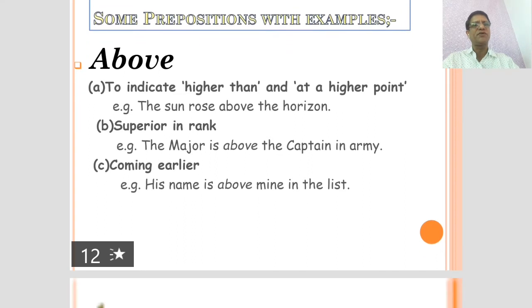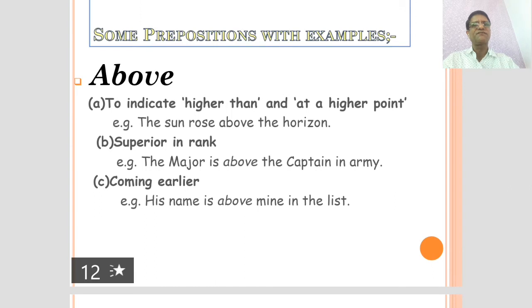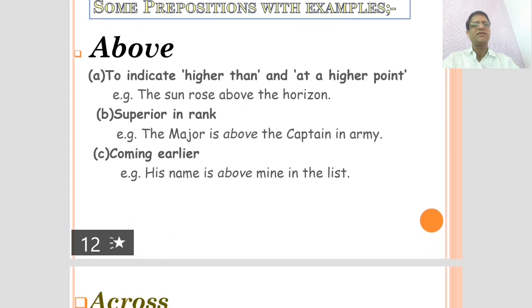Now we are looking at some major prepositions with examples. Above: to indicate higher than, and at a higher point. The sun rose above the horizon. Superior in rank: the major is above the captain in the army. Coming earlier: his name is above mine in the list.